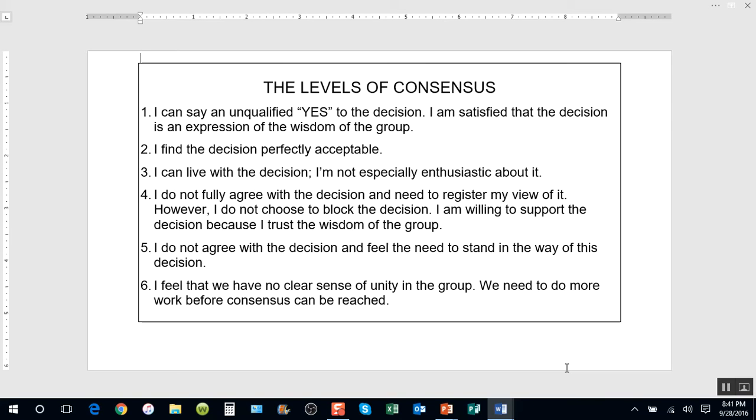And of course, number 6, there's no sense of unity in the group. We're all over the place. We need to do a lot more work before we reach consensus. If you have a lot of 5s and 6s, that means you might need to bring some outside facilitation. Maybe there's something about the leader that's making people think the wrong way, or don't feel good about it, I should say.